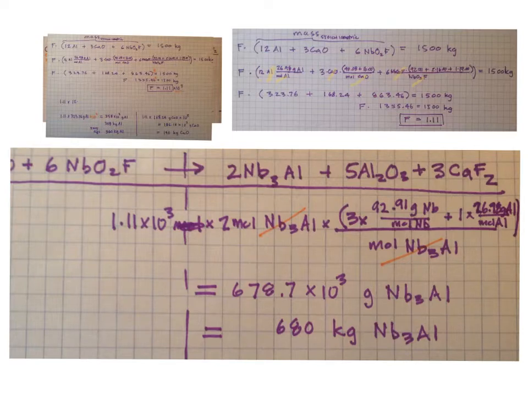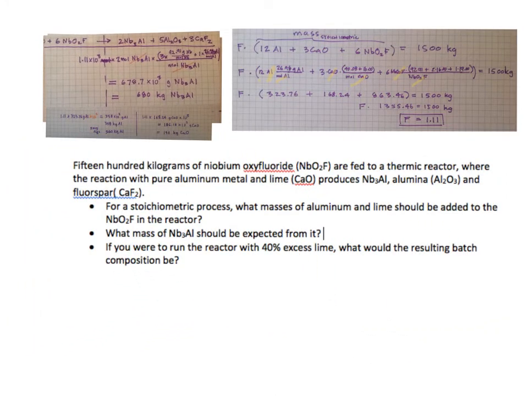Using the molecular masses of the components and our factor F here, I know that I have 2 moles in the stoichiometric equation of Nb3Al, and that 1 mole weighs this much, 3 times the mass of the Nb atoms and 1 times the mass of Al. I got this all kind of crunched up here, and what I got here is 680 kilograms for this mass. What else are we trying to find out here? If you run the reactor with 40% excess lime, what would be the resulting batch composition?